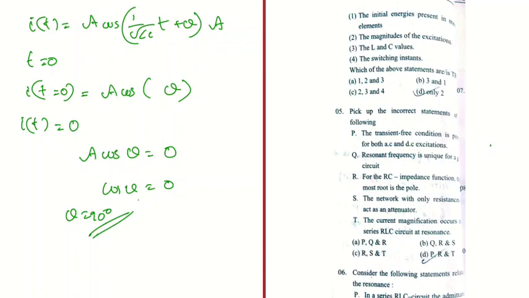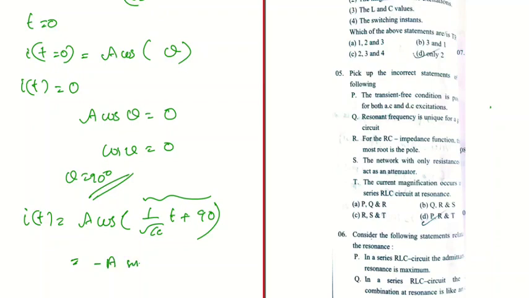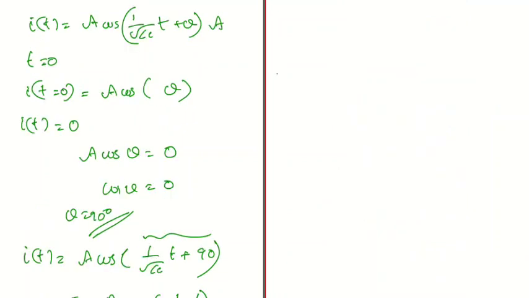Now substituting that in the equation, I of t is equal to A cos of (1 divided by root LC t plus 90 degrees), and cos of (90 plus theta) is equal to minus sin theta. I get minus sin of 1 divided by root LC t. So I of t equals minus A sin of 1 divided by root LC t, because we have to find out the circulating current.